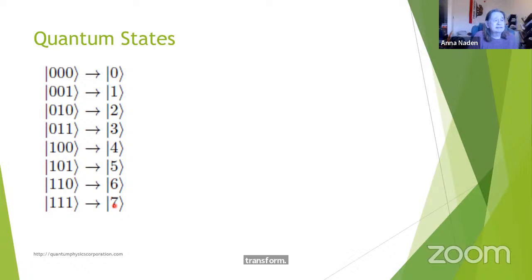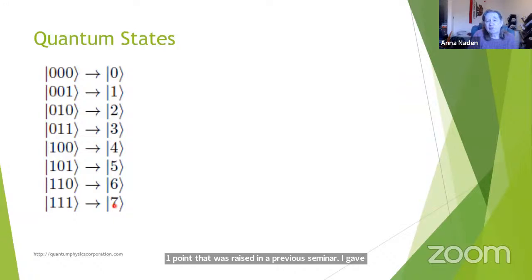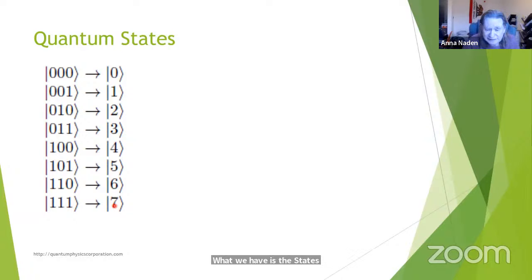One point that was raised in a previous seminar I gave was you think of a classical Fourier transform as a signal processing process where you have a time series, things that are sampled in time. That's not what we have here. What we have is the states of the multi-qubit system.